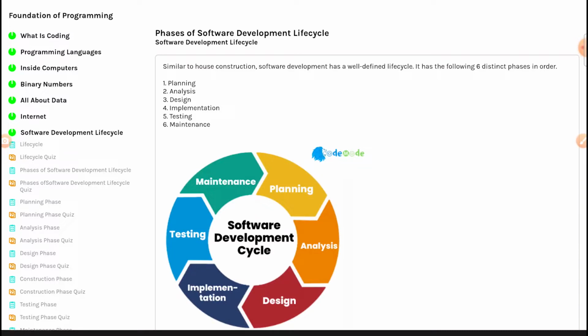Currently you are learning about software development cycle, and in today's class we will look into the different phases of software development lifecycle.